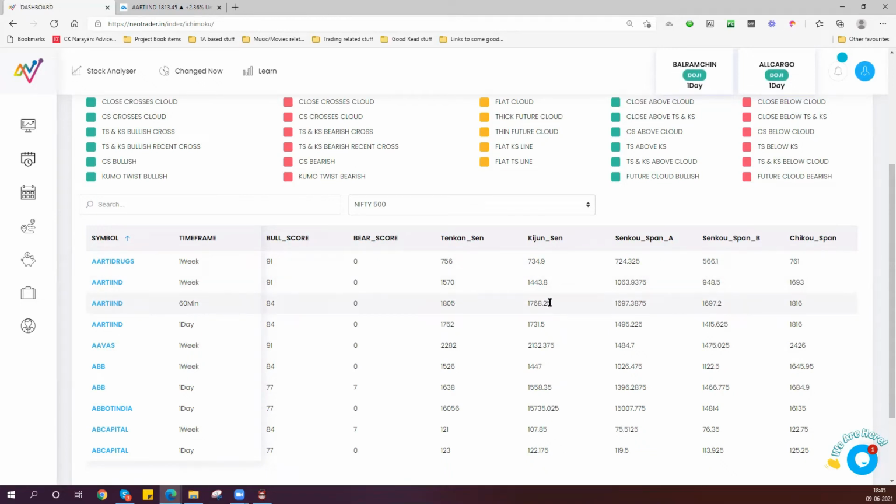But the Senkou Span B is the next. A and B are at about 1697, which is quite far away. So this is the very distant support. Until this gets broken, you're not really going to turn bearish in the stock. So there is a lot of room for the stock to get bearish, even in the 60-minute time frame.